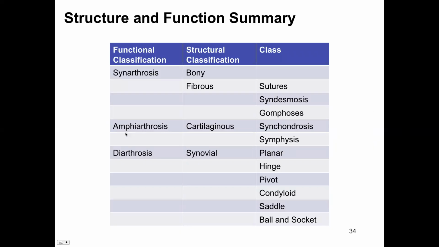Then you have your amphiarthrosis, so you've got some movement. Here you have your cartilaginous joints, and here you have your different types. And then your diarthrosis are your synovial joints, and here you've got your 6 different classes.